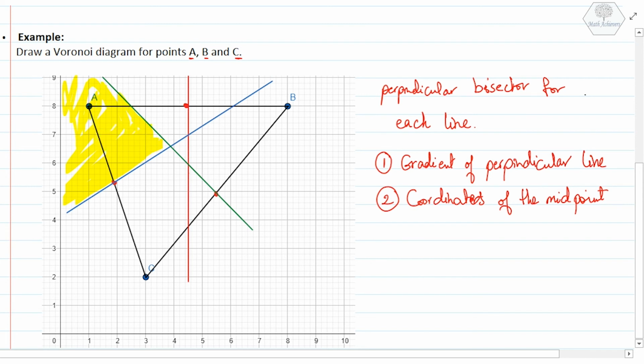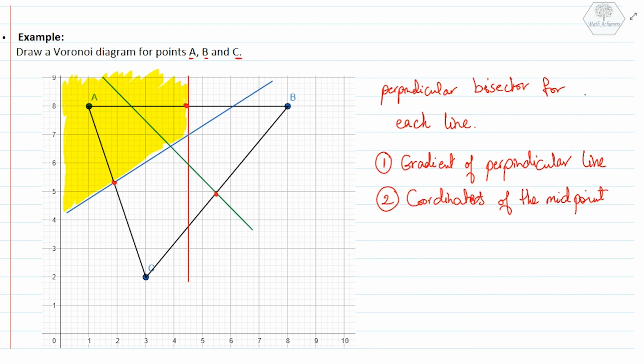And also, where are the areas that are closer to A than B? It's to the left side of the red line, which is the perpendicular bisector between these 2 points. So the area shaded in yellow is where I'm having all the points closer to site A than any other point. I will repeat the same thing for site B and site C.